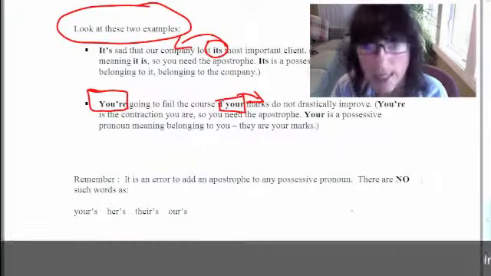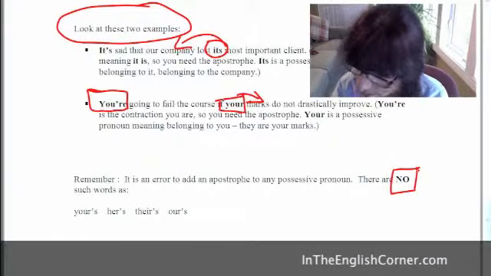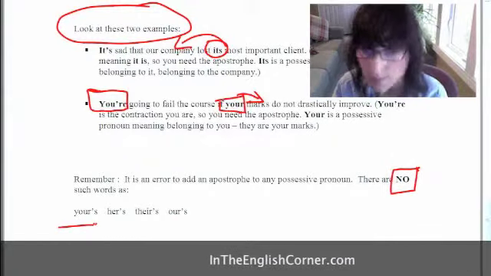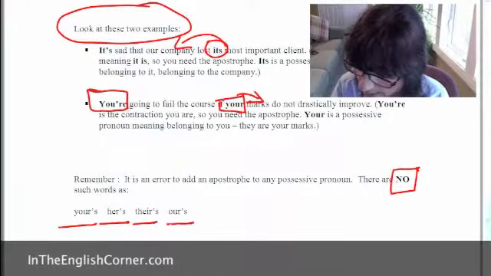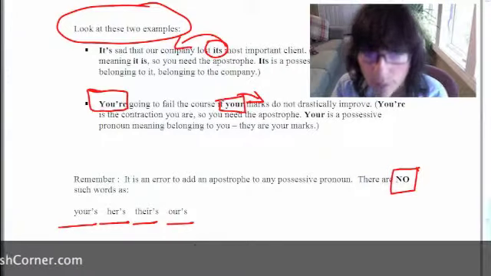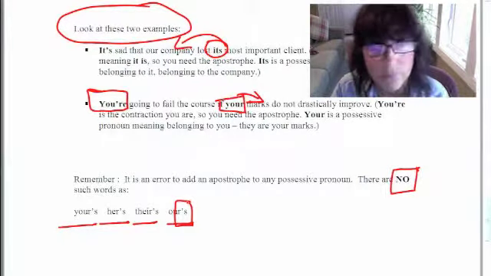So please remember, as a final point for this video, that it is an error to add an apostrophe to any possessive pronoun. There are no, and I repeat, no such words as yours with the apostrophe, hers with an apostrophe, theirs, and ours. These words are already possessive pronouns, so you do not use an apostrophe with them.